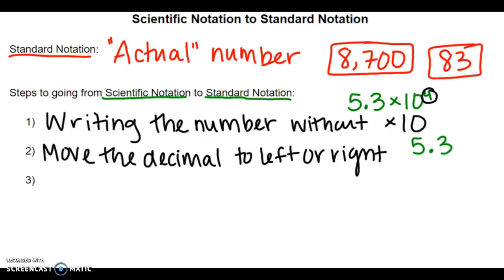If we have a positive exponent, we're going to move our decimal to the right to make it a big number. And if we have a negative as our exponent, we're going to move it to the left because that means we have a small number. So for this example, I have 5.3, and since my exponent was 4, and it's positive, I'm going to make it a big number. So that was 1, 2, 3, 4.